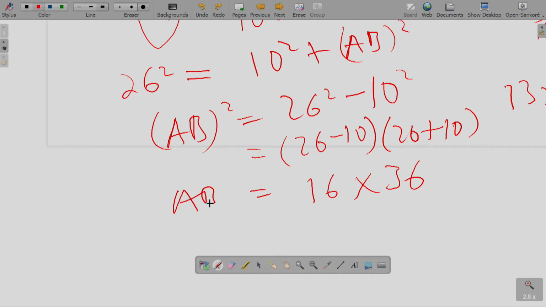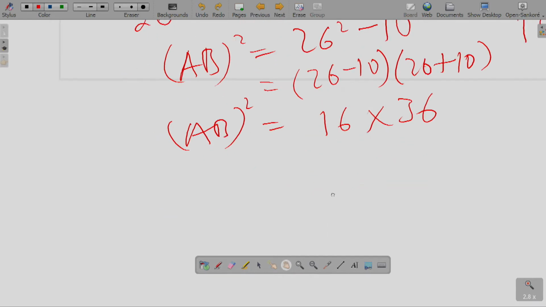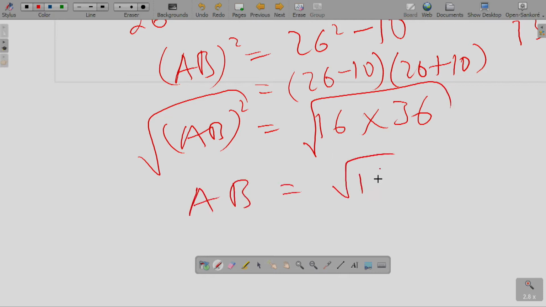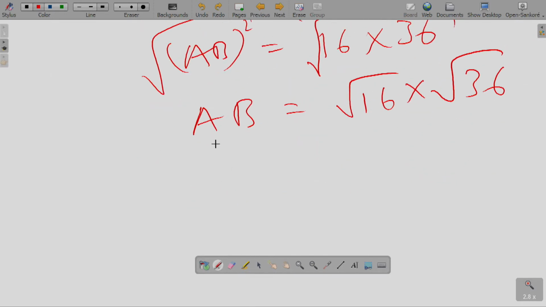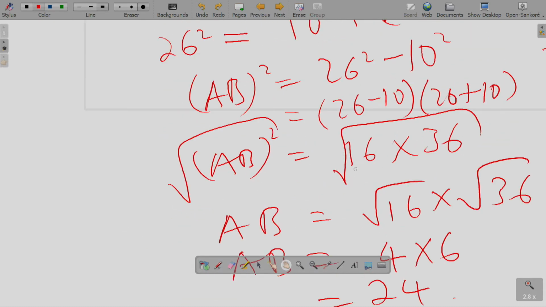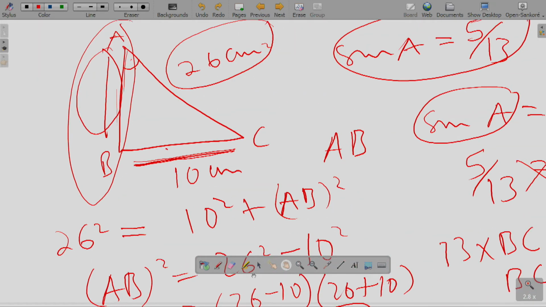Here we have AB square. So let's now put square root on both sides. So AB is equal to square root of 16 times the square root of 36. So AB is equal to 4 times 6, which is equal to 24. Therefore, length AB is equal to 24 centimeter. Also, we have to find the value of cos A.